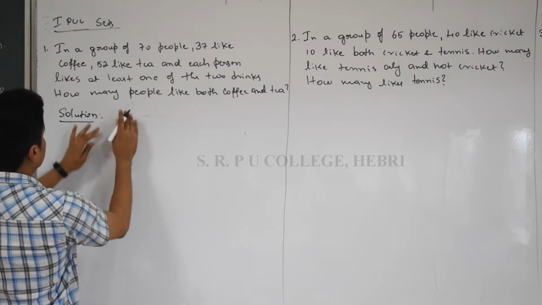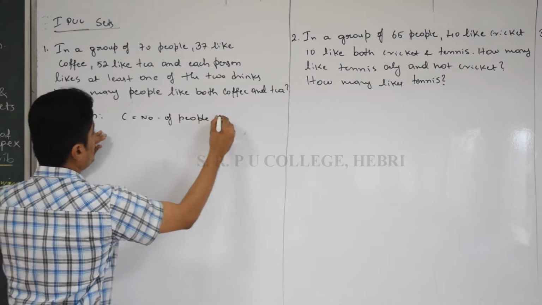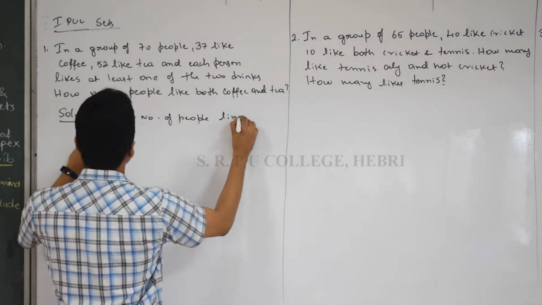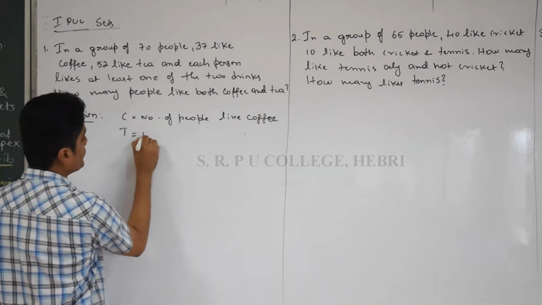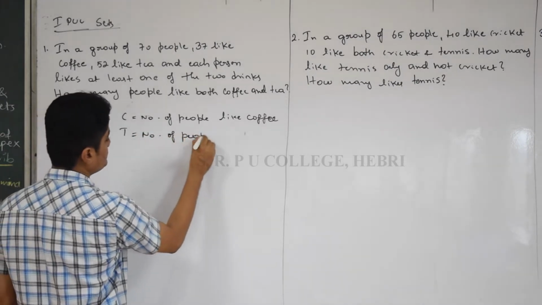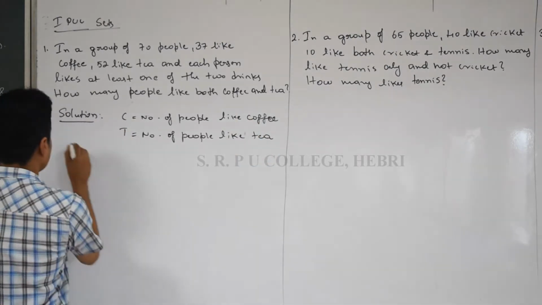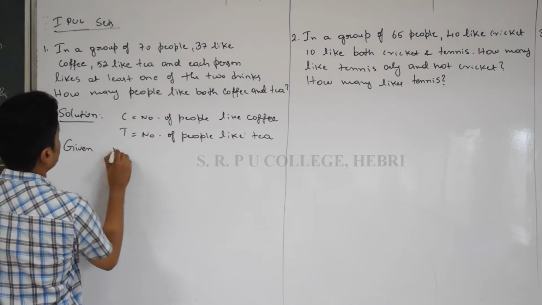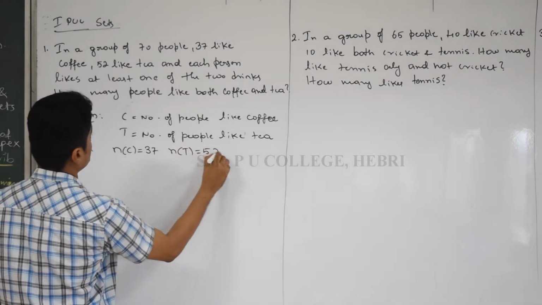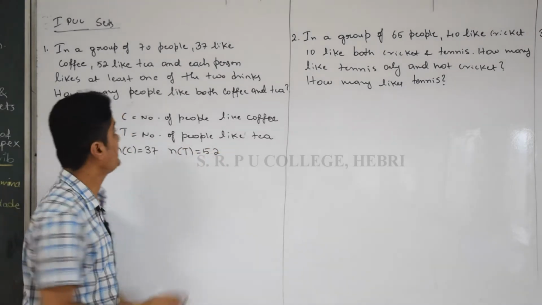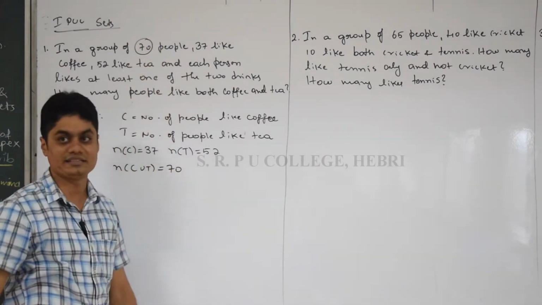You first mention some sets: coffee and tea. Let C be the number of people who like coffee, and T the number of people who like tea. So first mention the two sets. Now write down what is given. n of C is 35 and n of T is 52. Each person likes at least one of the two drinks, so that number is n of C union T. Remember, that number is C union T.